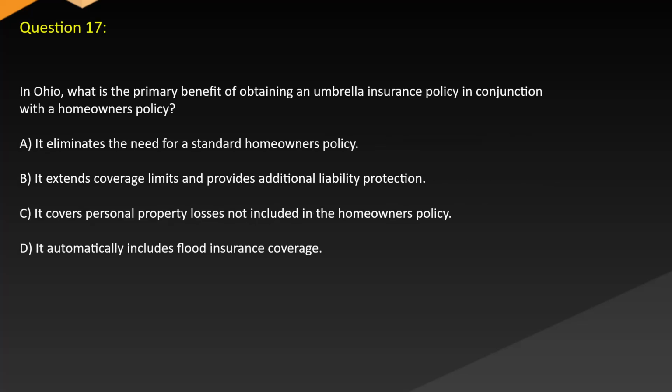Question 17. In Ohio, what is the primary benefit of obtaining an umbrella insurance policy in conjunction with a homeowner's policy? A. It eliminates the need for a standard homeowner's policy. B. It extends coverage limits and provides additional liability protection. C. It covers personal property losses not included in the homeowner's policy. D. It automatically includes flood insurance coverage.